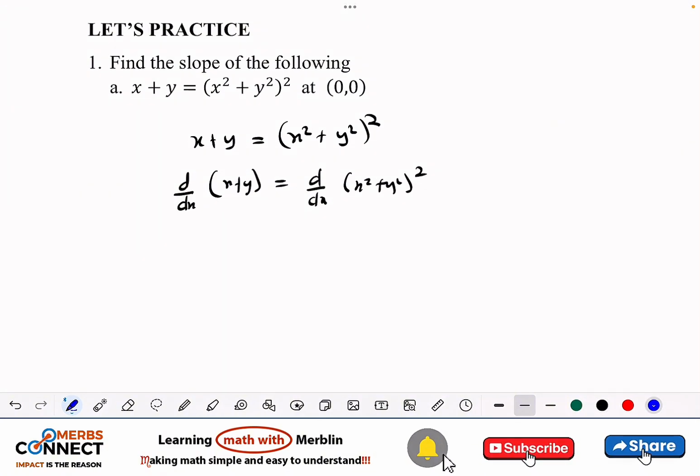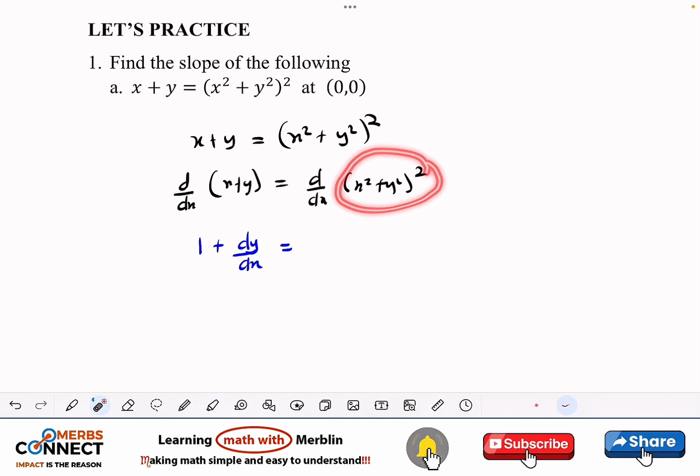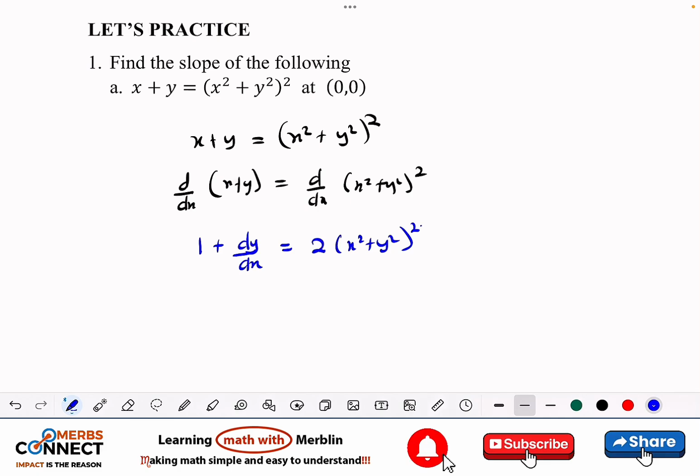When I differentiate x with respect to x, I'll get 1, plus when I differentiate y with respect to x, I'm going to have dy over dx, which is equal to, I want to differentiate this. Now we talked about the chain rule, right? So the chain rule of the power rule, we need to make sure we take care of the power first. So this is like power. So I'm going to have 2 down, (x squared plus y squared), then 2 minus 1.